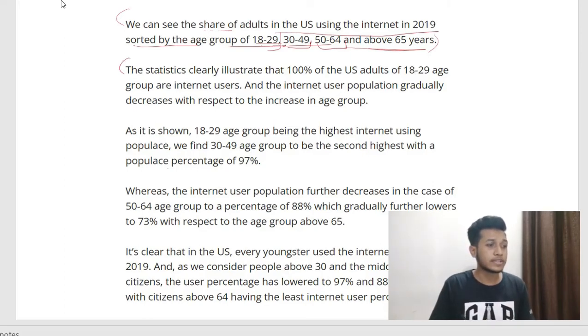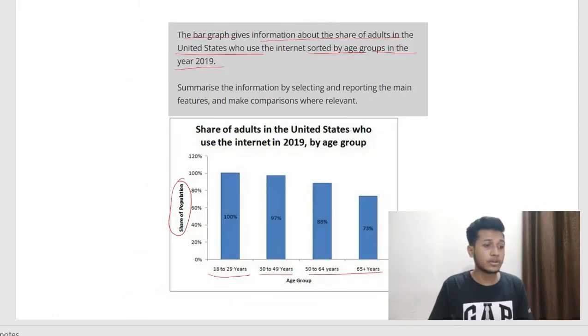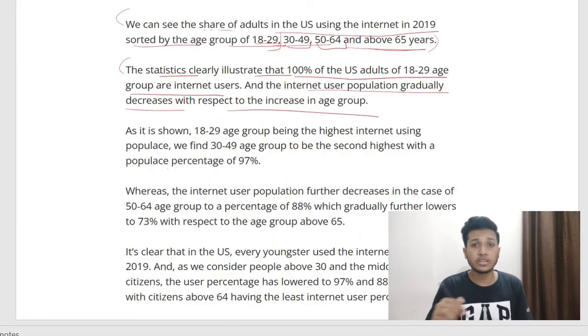Then the second paragraph: the statistics clearly illustrate that 100% of the US adults of the 18 to 29 age group are internet users, and the internet user population gradually decreases with respect to increasing age group. This is the key factor that we see in our graph. The complete 100% of people are using the internet at the age of 18 to 29, and as the age is increasing, the number of people using the internet is decreasing. So this is also one of the most important key features to mention. So we mentioned these 2 pieces of information.